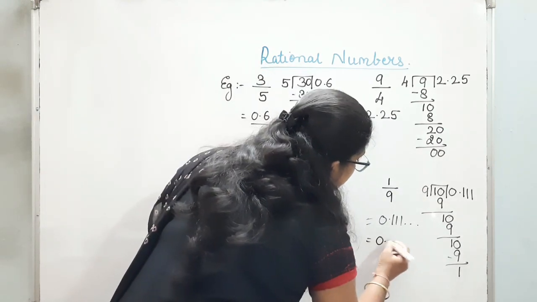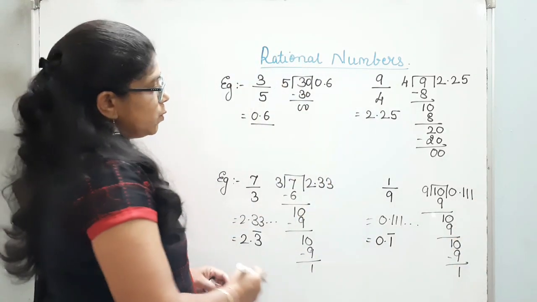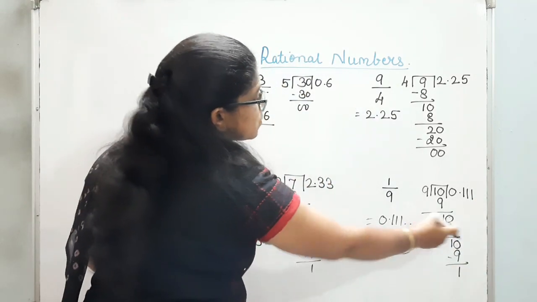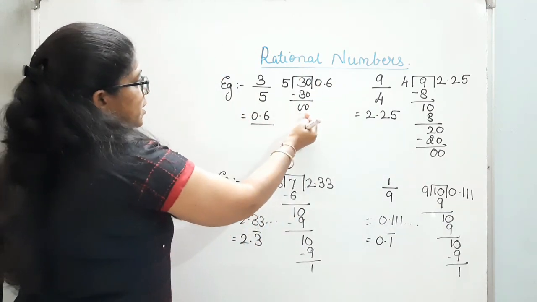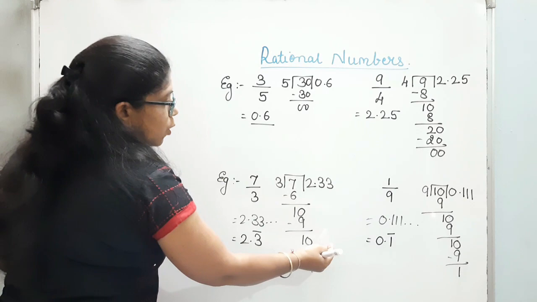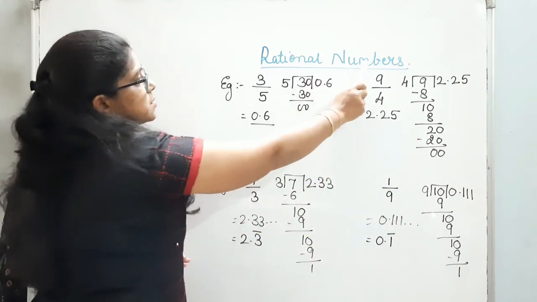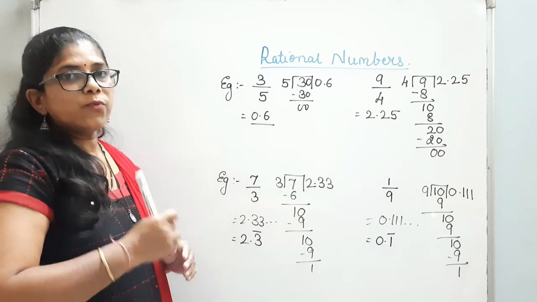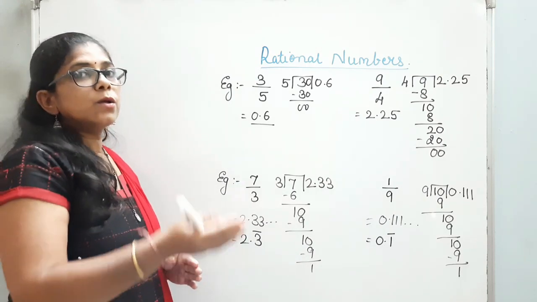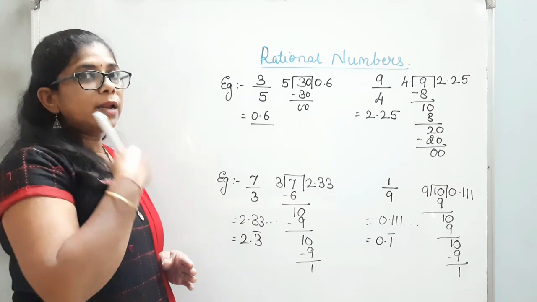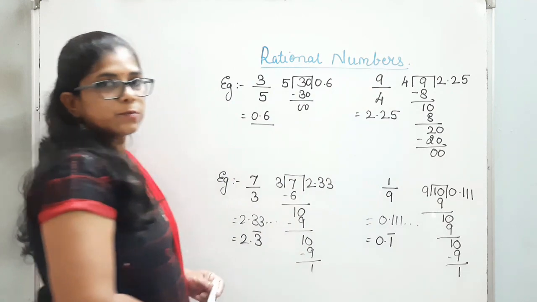Similarly here, we will represent this as 0.1 and bar only on 1. So the meaning of this is 1 is repeated. So terminating decimals and non-terminating but recurring decimals come under rational numbers. So the fractions whose values are either terminating decimals or non-terminating and recurring decimals are defined as rational numbers.